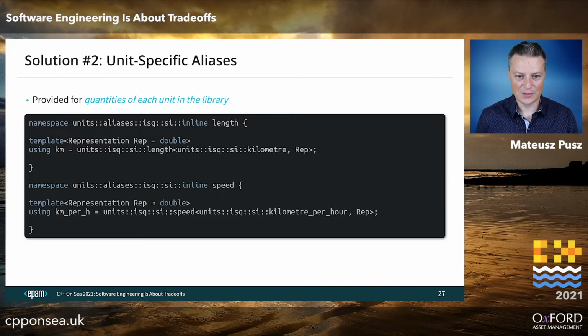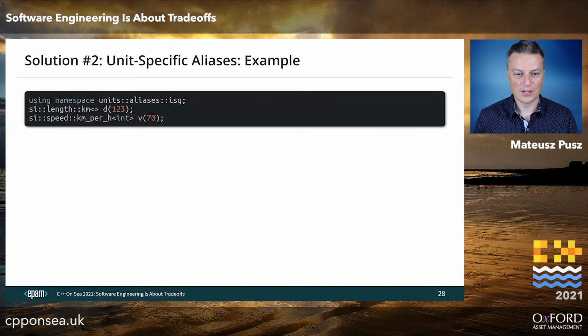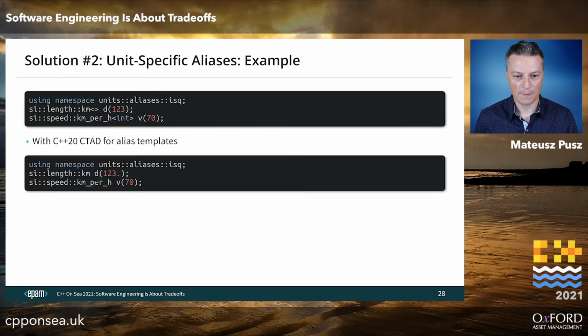Second point here is that only the representation type was left for the user. And this means that the new C++20 feature, class template argument deduction for alias templates, will start to work here. So you'll be able to deduce the representation type based on the initializer. So let's see. This is how it looks in the code. SI length kilometer. You don't have to retype the namespace again because you provide it only once. You can either use the default or provide integer, or you can use CTAD, right?